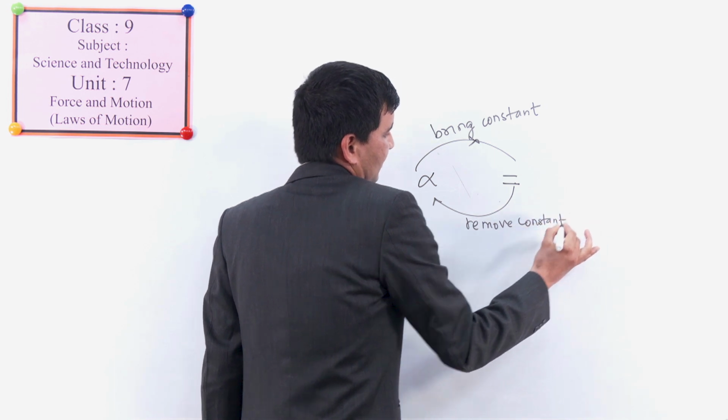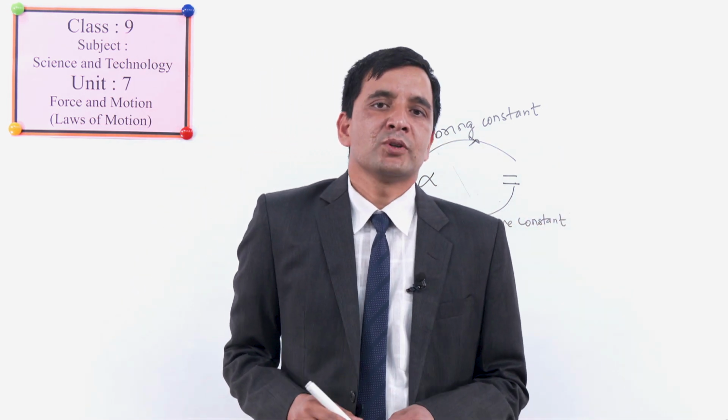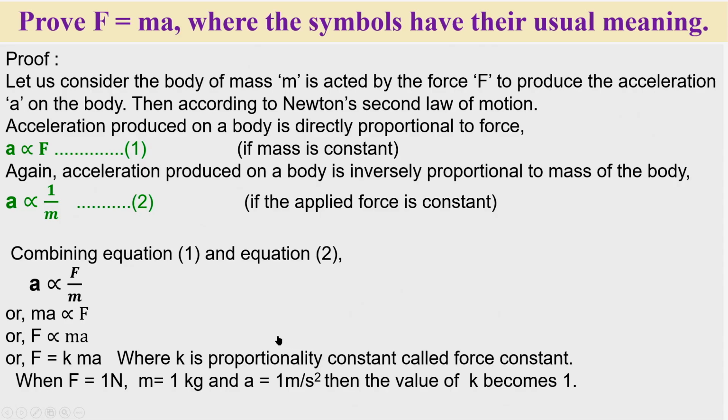Remember these steps. If you want to convert the proportionality sign into an equals sign or the equals sign into the proportionality sign, the only difference is whether we should bring in a constant or remove a constant. Now this k is the force constant, which is also called the proportionality constant. The name itself says that it is used to change the proportionality sign into an equals sign. Now let us choose all these physical quantities as unit values.